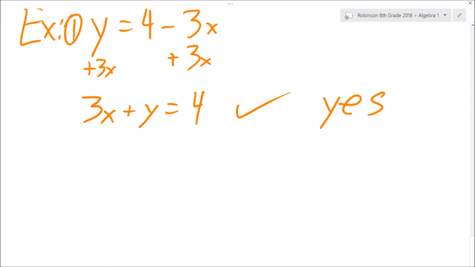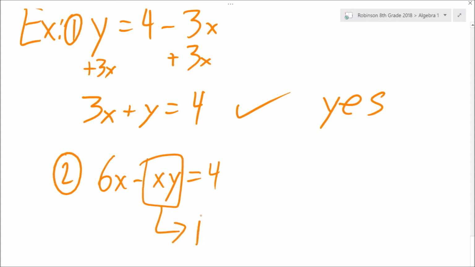Another example. I have 6x minus xy equals 4. Okay, on this one, this xy tells me that it is not linear. I can't have things like x and y being multiplied against each other. I cannot have any exponents. Okay, but if I don't see any exponents and I don't see x and y multiplied against each other, then I can rewrite it in this form, then it is linear. So this one is not linear because of that.